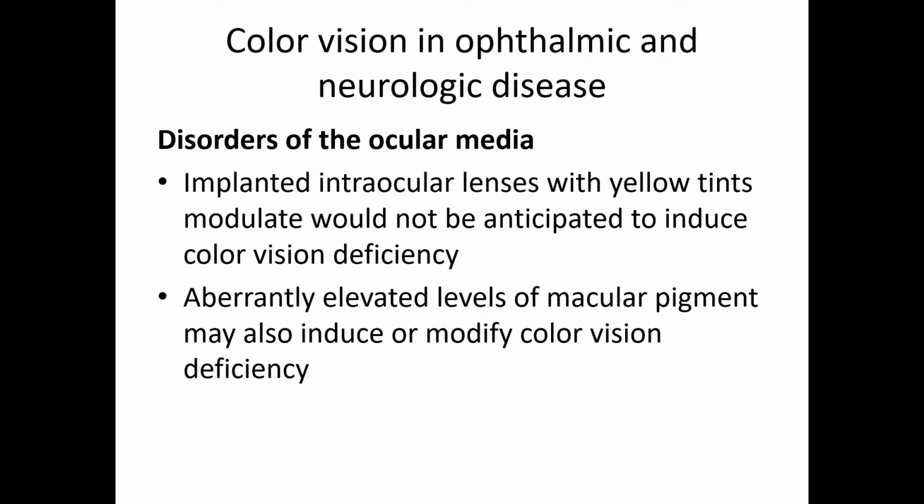Disorders of the ocular media. An implanted intraocular lens with a yellow tint would not be anticipated to induce color vision deficiency. So you have seen yellow tinted IOLs. They do not anticipate induction of color vision deficiency. Aberrantly elevated levels of macular pigmentation may also induce or modify color vision deficiency. So when there is more pigment in the macular area, it can also modify the color vision deficiency.